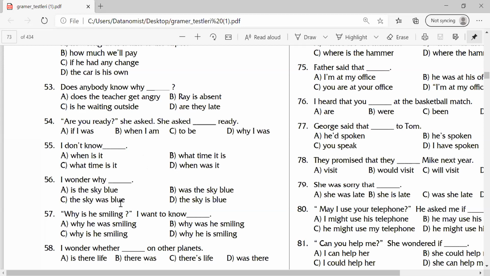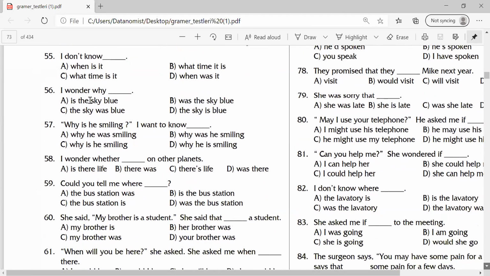The sky was blue. Was the sky blue? The sky is blue. Is the sky blue? You know, A and B straight away gone because these two are in question forms. C and D can be there because of the order, but you need to also see this one. This is present, and present can go with present or future. So D. I wonder why the sky is blue.